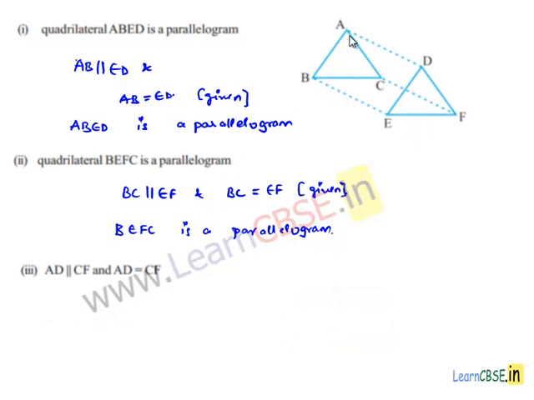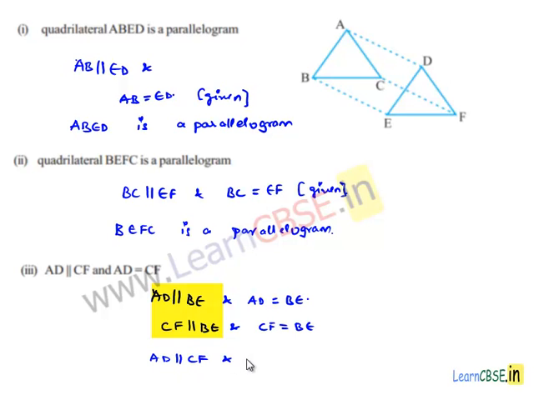Now, initially we proved that ABED is a parallelogram. So we can say from that AD is also parallel to BE and AD will be equal to BE. Similarly, from the second proof, that is BEFC is a parallelogram, we can say CF is parallel to BE and CF is equal to BE. So from these two we can say AD is parallel to CF and AD is equal to CF.